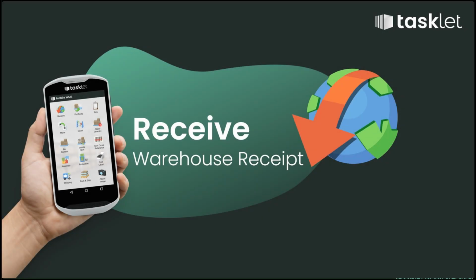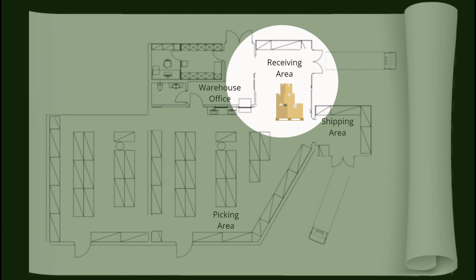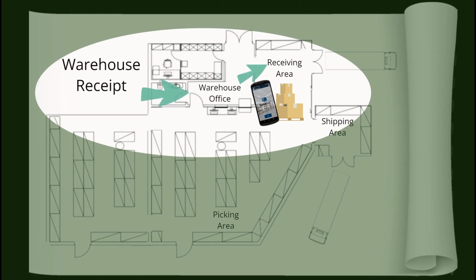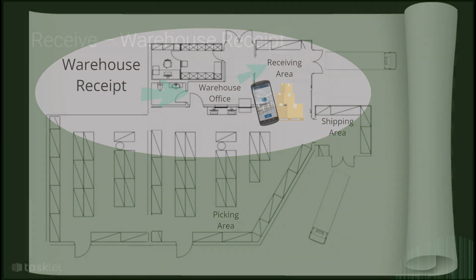The receive function, warehouse receipts. In this session, we'll show you how to receive items. We have ordered some items. They have arrived at our inbound ramp, ready to be registered with the mobile devices. But instead of receiving items directly from a purchase order, we will use the warehouse receipt in Business Central.